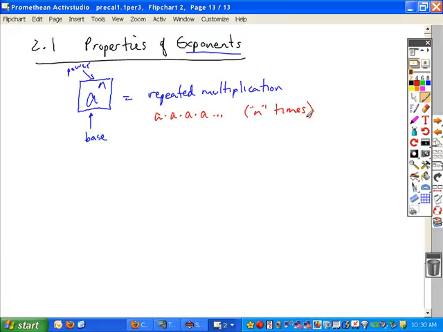All of that, again, should be review for you. Are there any questions about the form of an exponent?